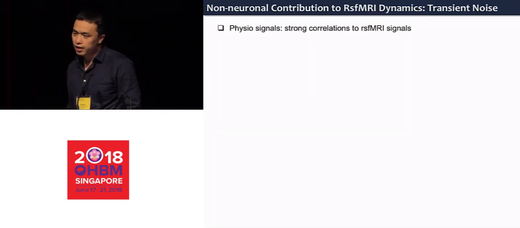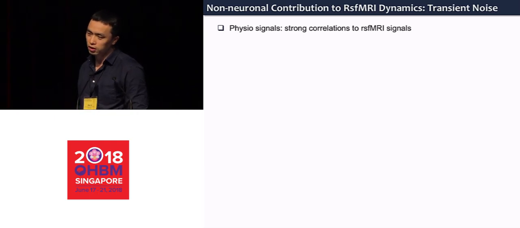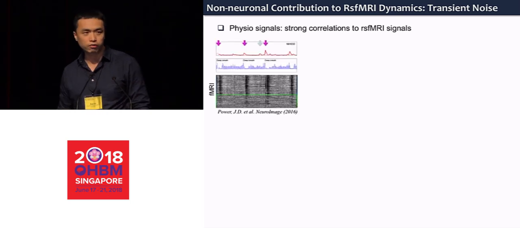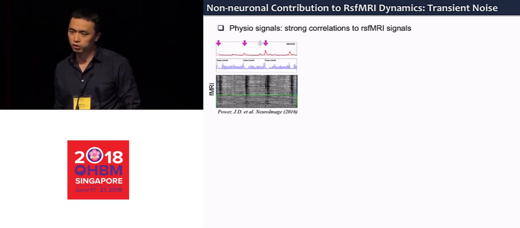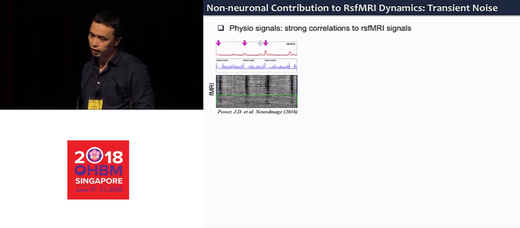And so far, I only talked about the neural contribution to those resting-state fMRI dynamics, but how about the non-neural contribution? The first one, I think people found, is the physiological signal. For example, if you take a deep breath, you will have a profound effect on fMRI.